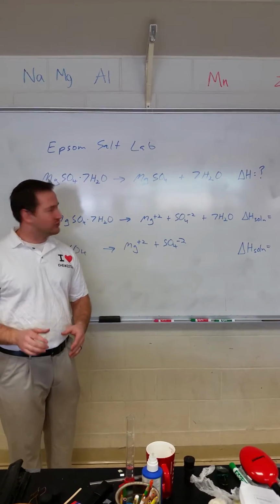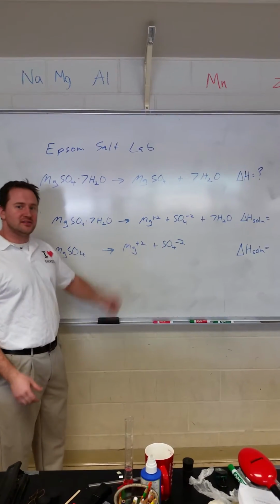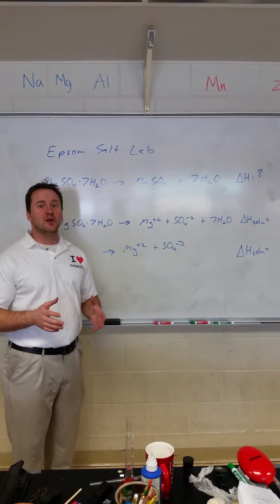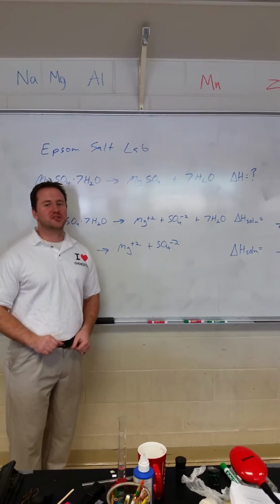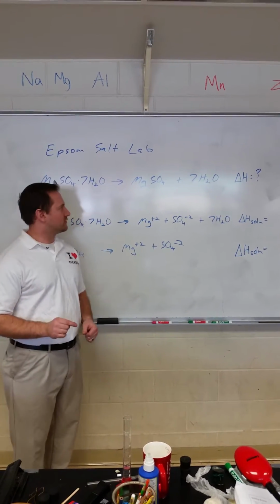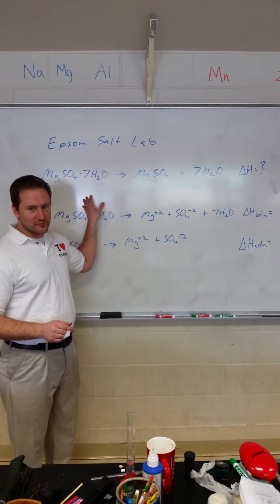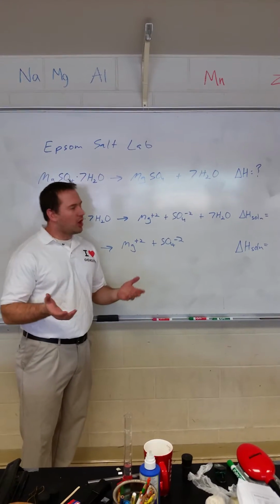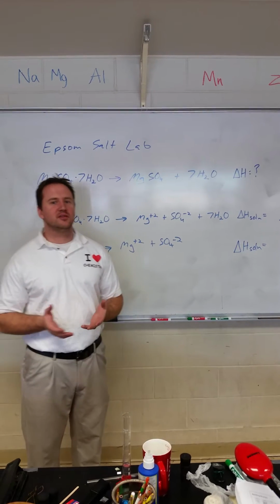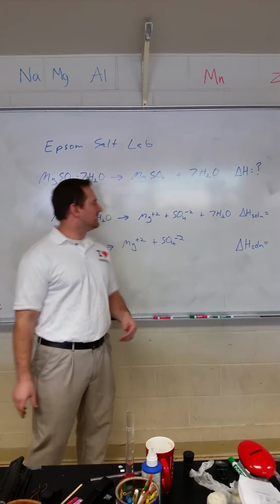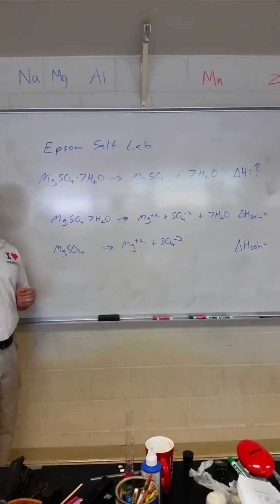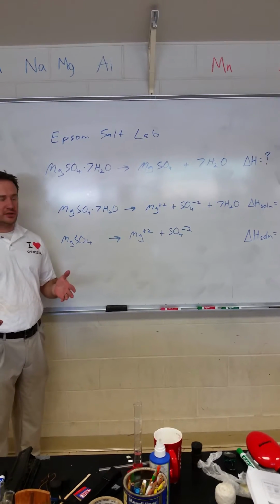Now, the mine that we're using can only dig up magnesium sulfate heptahydrate. So what you've got to do is figure out how much energy is required to produce this product from this reactant. All you have as tools for this is the ability to dissolve each of these compounds in water and observe the temperature change.